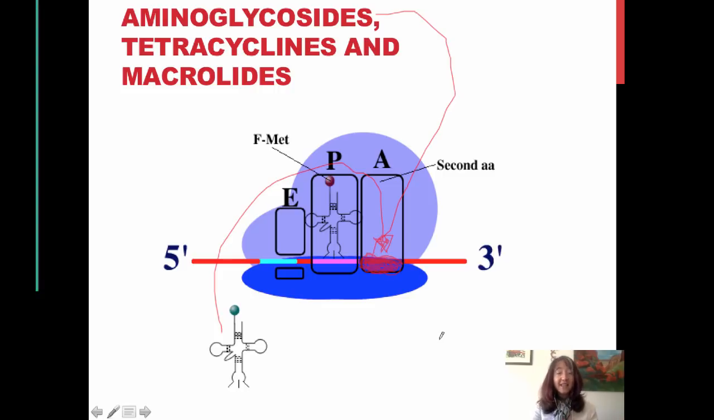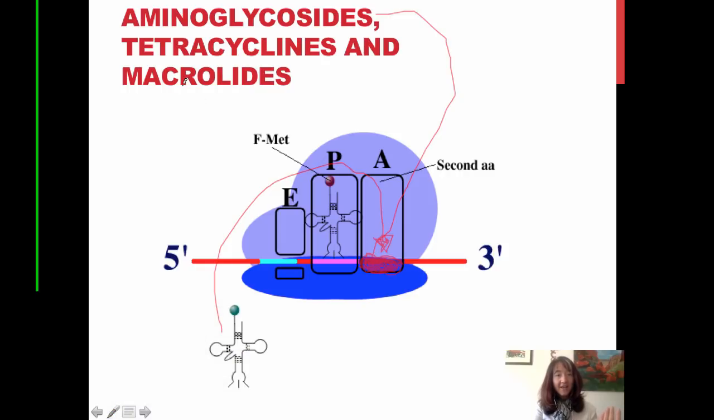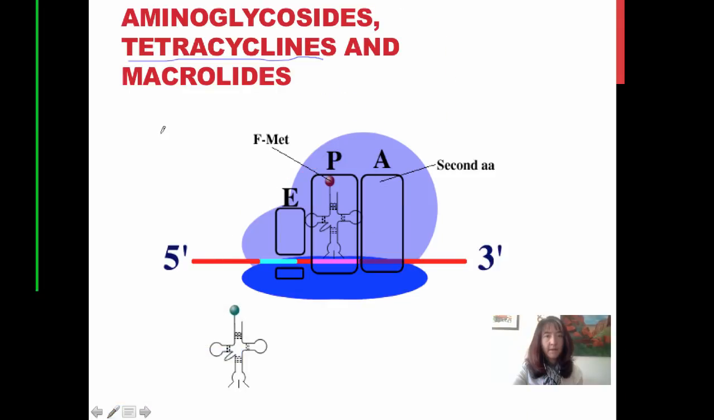The tetracyclines also target the 30S ribosomal subunit and lead to the inhibition of protein synthesis. And then finally, the macrolides, and we'll use a different color to indicate the macrolides, they target the 50S ribosomal subunit. So they're targeting the large ribosomal subunit. So they too are inhibiting protein synthesis.